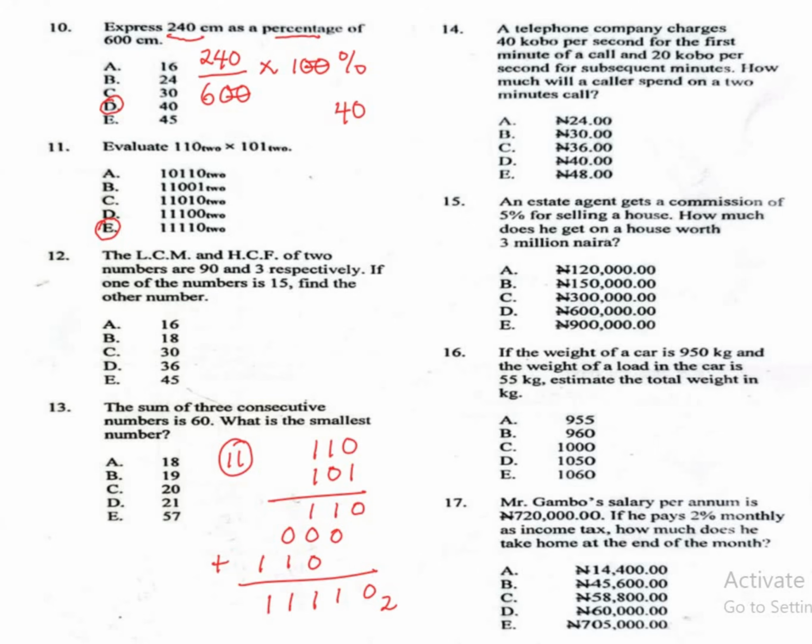Okay, take note of that. Now for question number 12. This question says, the LCM and HCF of two numbers are 90 and 3 respectively. If one of the numbers is 15, find the other number.